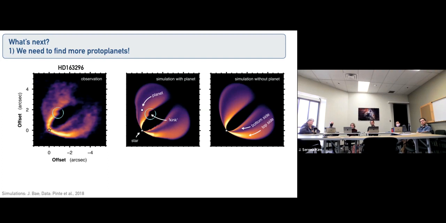In addition, we measured vertical meridional flow, so vertical flow of material from the outer layers of the disk into the midplane at the same separation. So we really think there should be a planet in there that is modifying the velocity field of the gas.